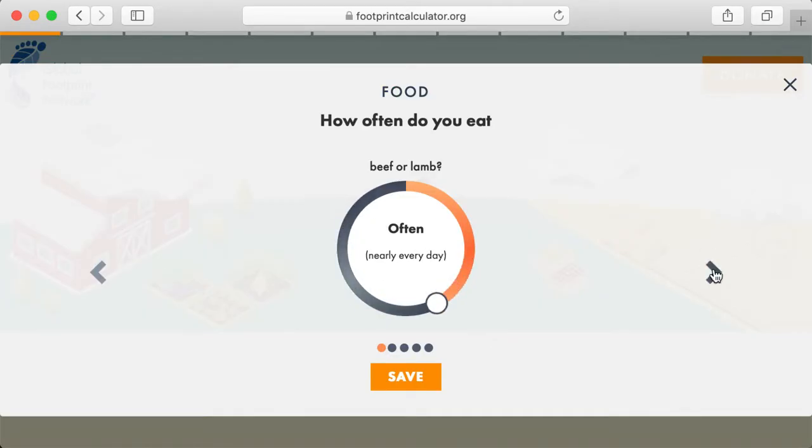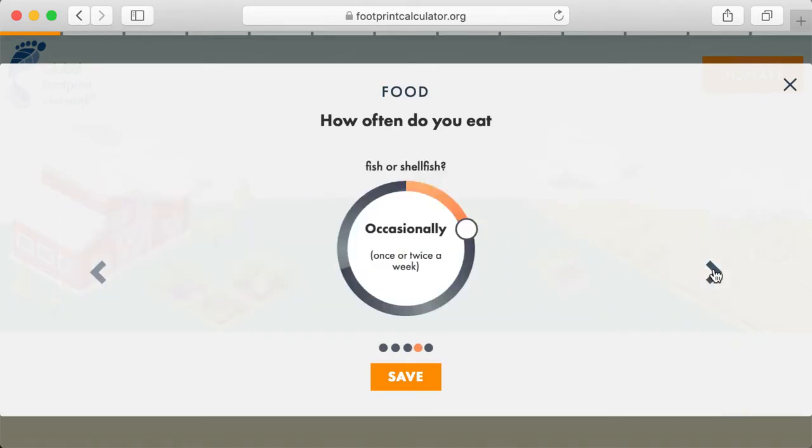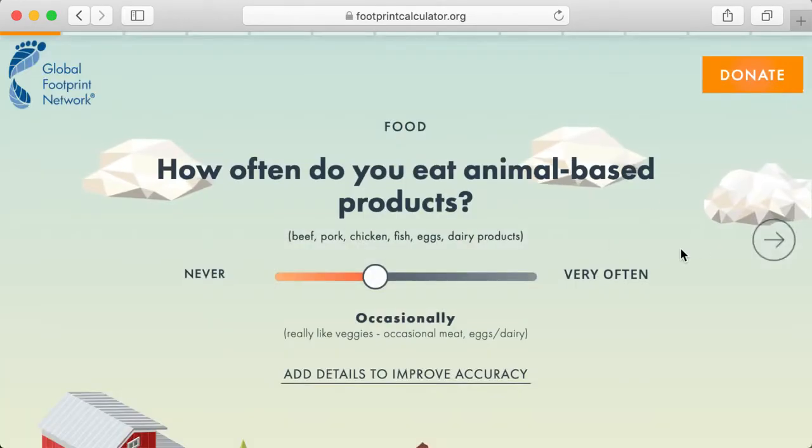So we're talking about animal products. How about pork, poultry, fish, and eggs and cheese. So it has a good bit of precision here. Now, all of the online calculators, well, none of them are perfect. So I would have liked to have seen, for example, a calculator that also had food waste on there, but it is not available in this calculator.